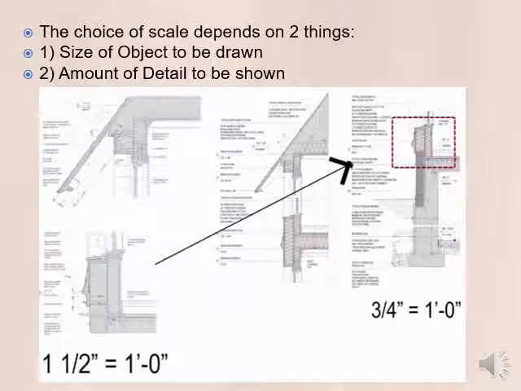The choice of scale that the drafter chooses depends on 2 things. So how big the object is that's going to be drawn, and the amount of detail that's going to be shown. So on the right, we have a section cut that's drawn at 3/4 of an inch equals 1 foot. And on the left, we have a section cut that's 1 1/2 inches equals 1 foot. And we can see that in the one on the left, you can get much more detail.